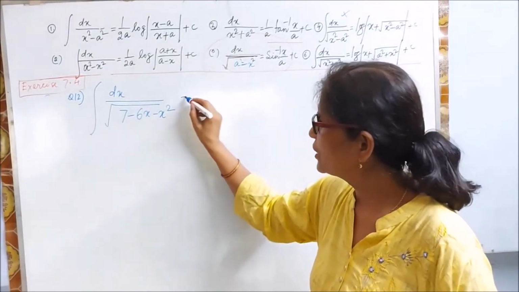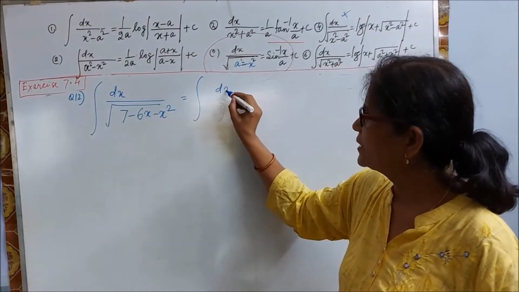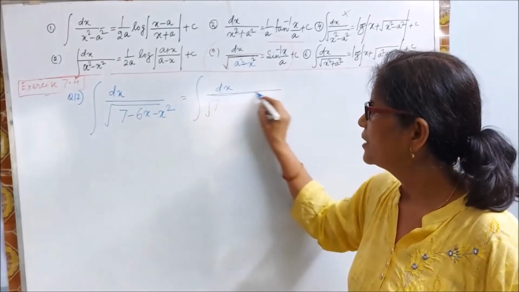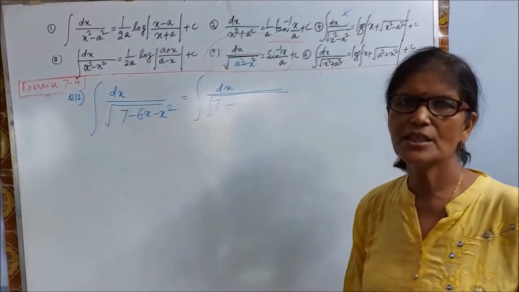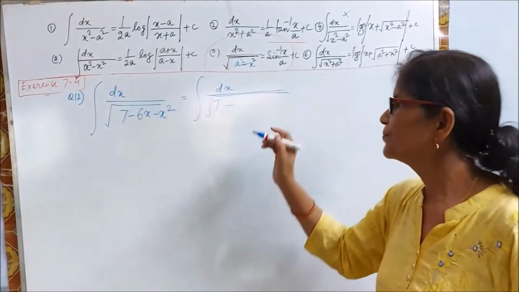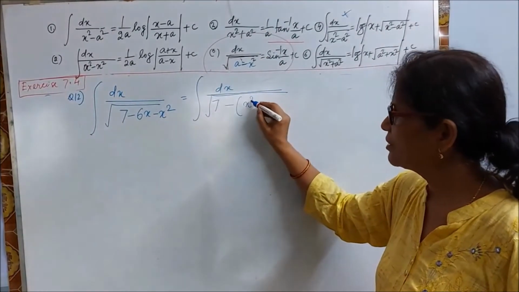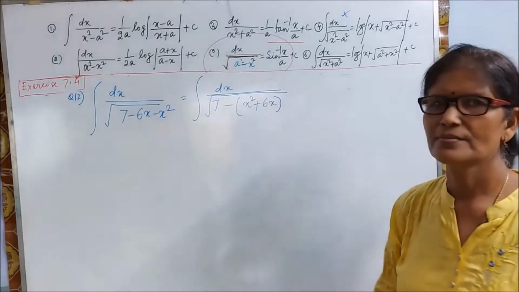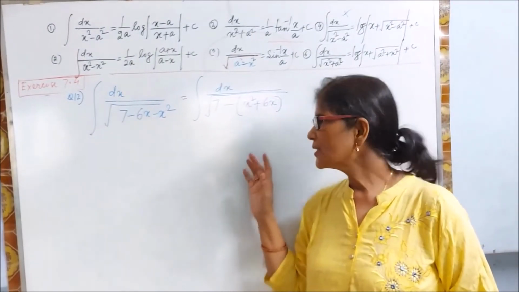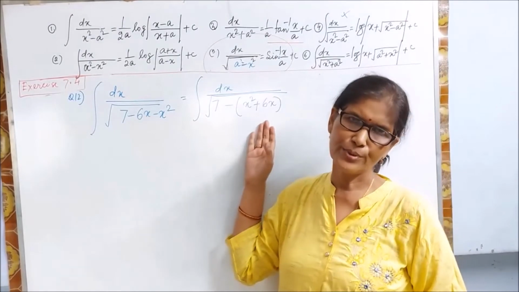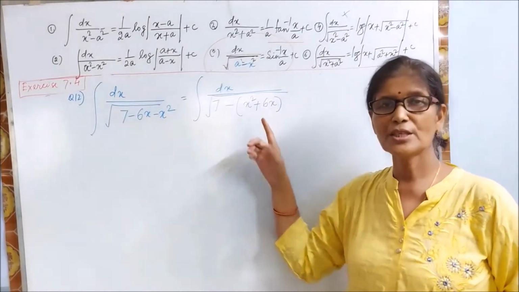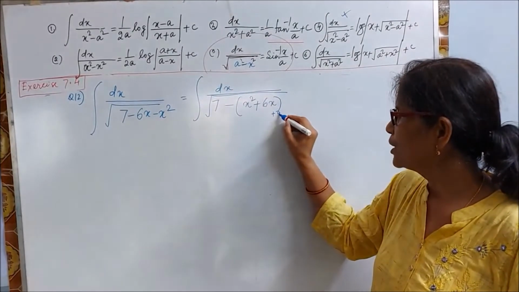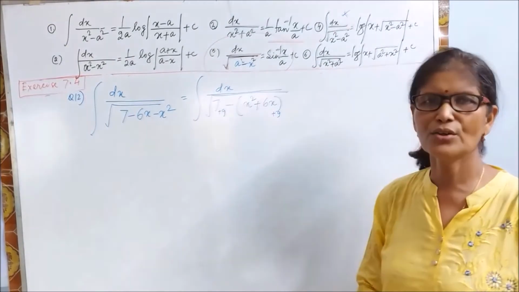Here we will do it in this procedure. I'll write dx, 7, and I'll keep x square within the bracket because it will be a whole square. See how I'm writing: this will be positive x square plus 6x. Done. Now what should be added here so that it will be a whole square? It will certainly be 9. So when I add 9 here, to balance it I have to add 9 here also.